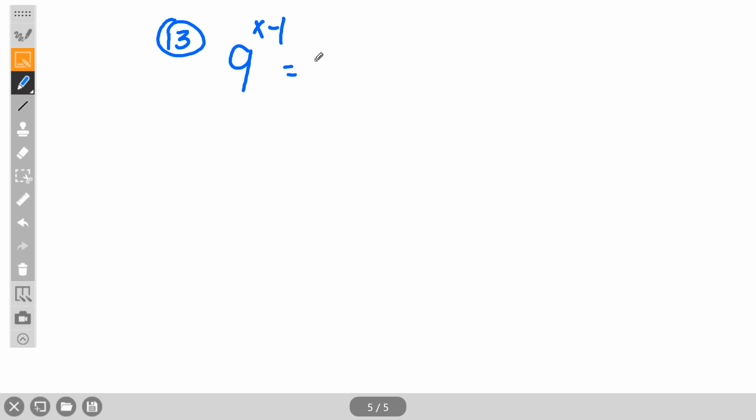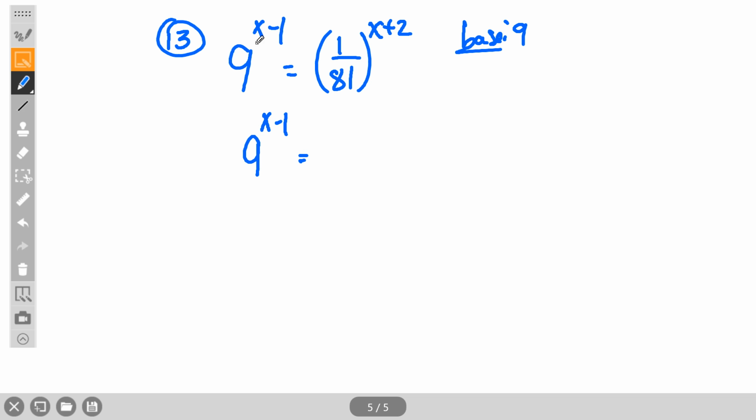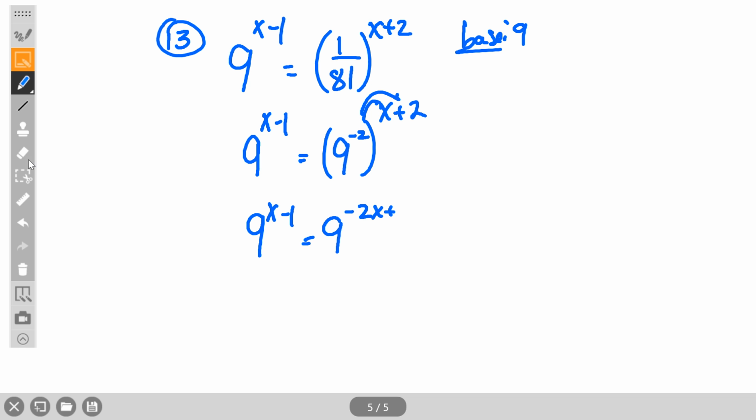9 to the x minus 1 equals 1 over 81 to the x plus 2. So the base I want to use here is 9. So that already has a base of 9. 9 squared is 81, so 9 to the negative 2 is 1 over 81. Okay, so distribute this negative 2 to both of these. So 9 to the x minus 1 equals 9 to the negative 2x minus 4.